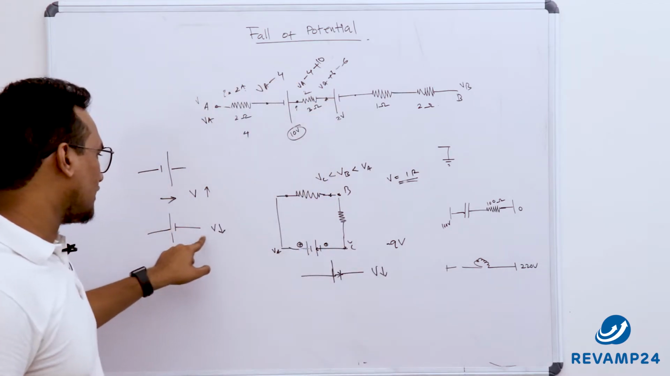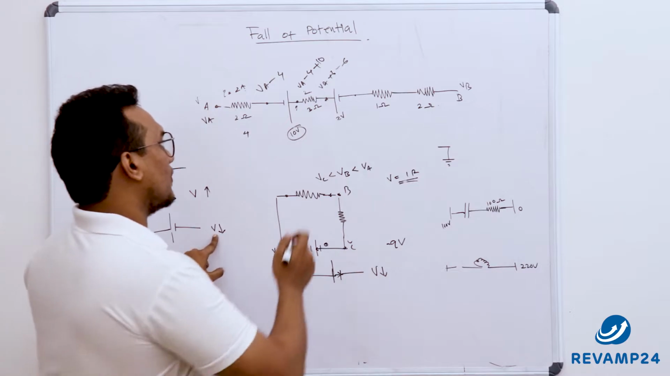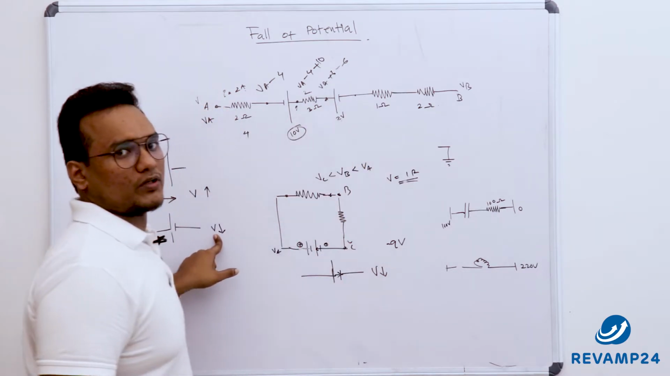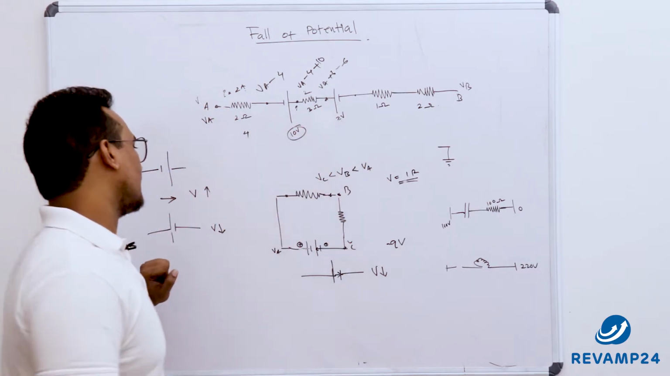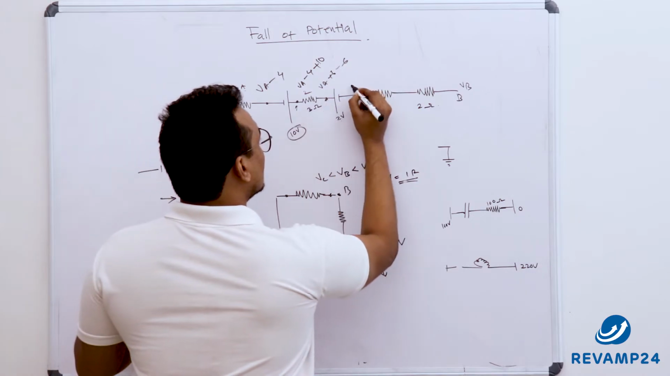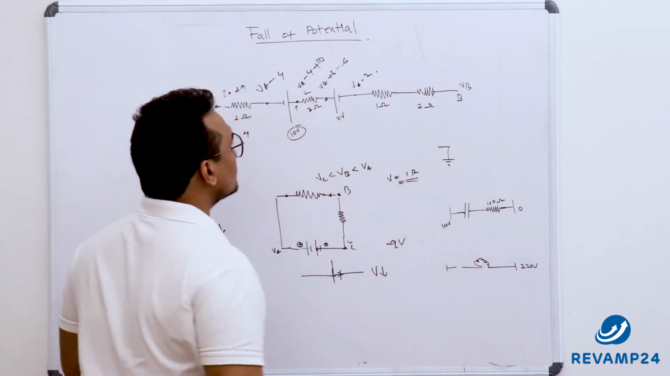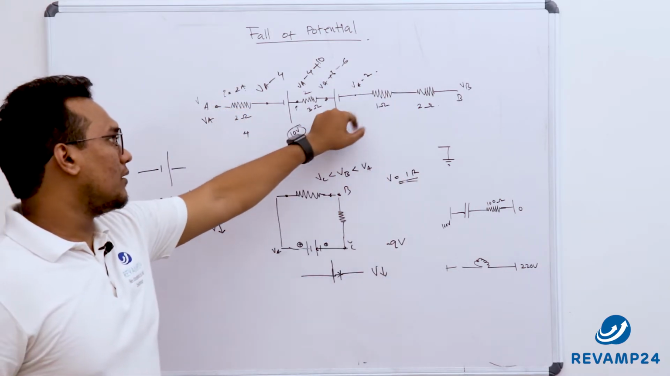From positive to negative, potential decreases. And what is the decrease? It's the potential difference across the battery itself. Okay. Now this is VA, this will be VA minus 2. Clear? Here it is VA minus 2.